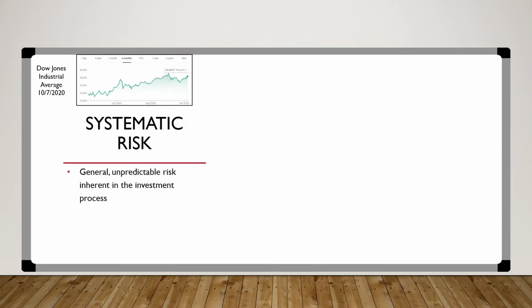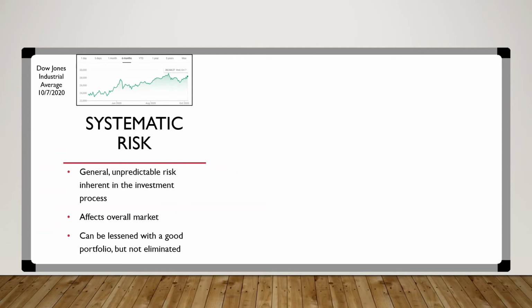The first risk category that we will be reviewing is systematic risk. Systematic risks are risks that are general, unpredictable, and are inherent in the investment process. These types of risk affect the overall market. It can be lessened, but it will always be there.